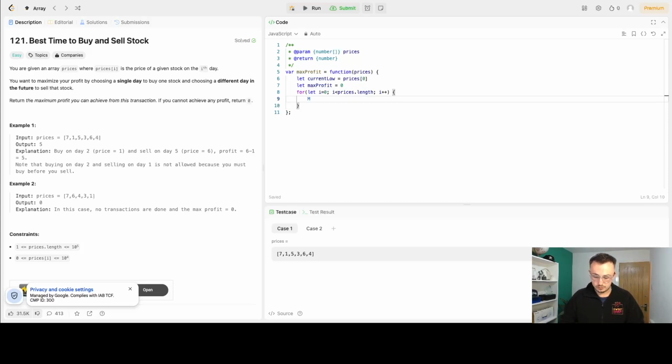Okay, and then we're going to use Math. Well, we'll set current low equal to Math.min, and we'll check if current low is smaller than the current price, prices[i]. So this way we're keeping track of the lowest number that we've seen, which is part of what makes this dynamic programming.